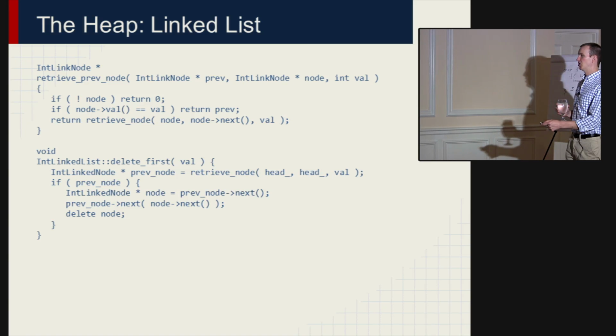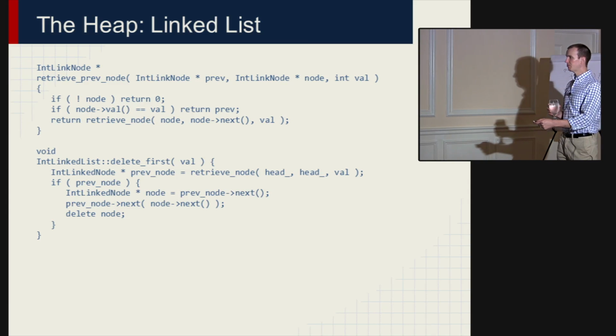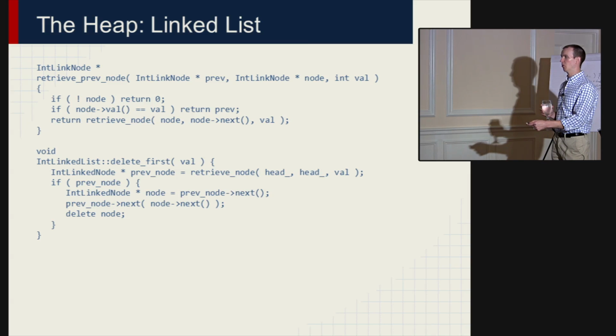And then we'll adjust the previous node so it points at the one after the one that we want to delete. So previous node up arrow next is going to be set to the value node arrow next. And then we're going to delete this node, the one with 12.